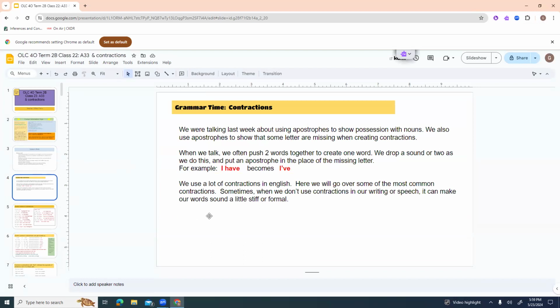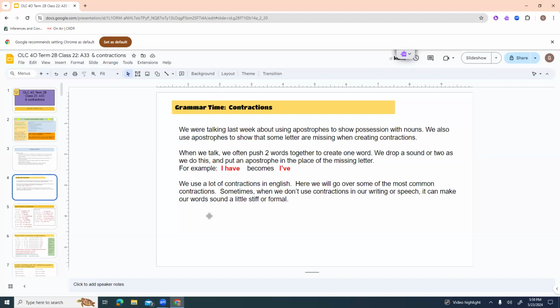Okay, we're talking about contractions. We were talking last week about using apostrophes. Actually, that was yesterday, I think. Using apostrophes to show possession with nouns, right? Like Ben's car, Joe's house. We also use apostrophes to show that a letter is missing when we're trying to make contractions. Contractions are just when you push two words together to create one word.